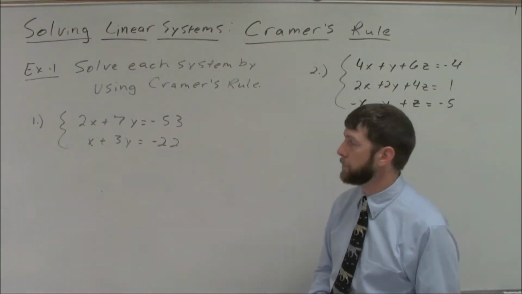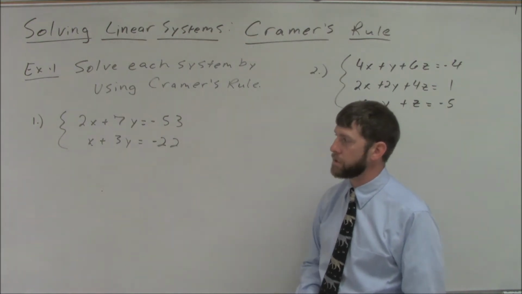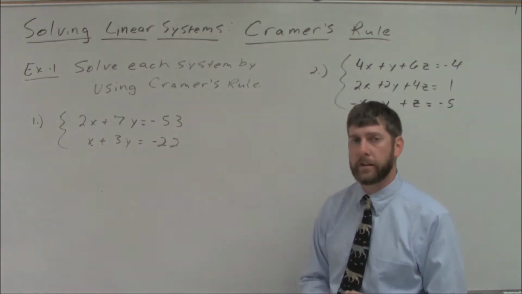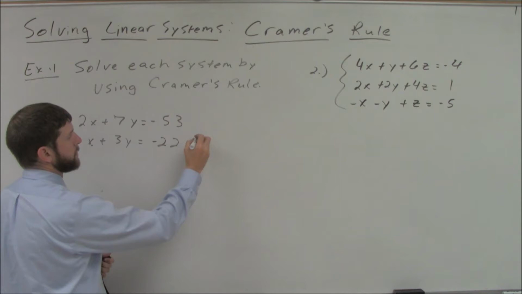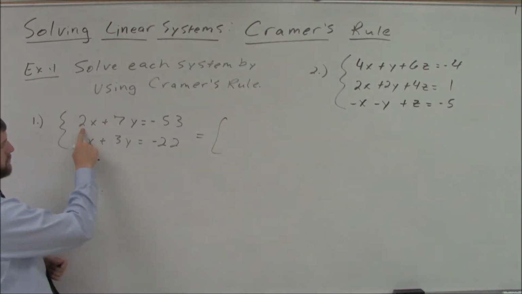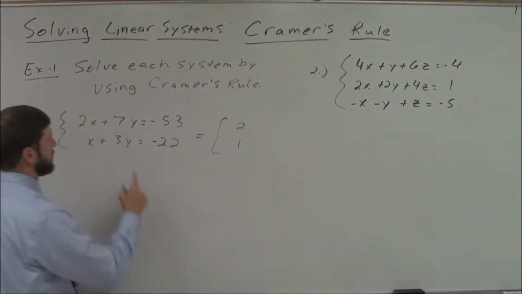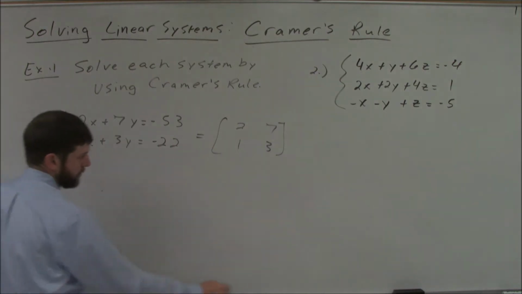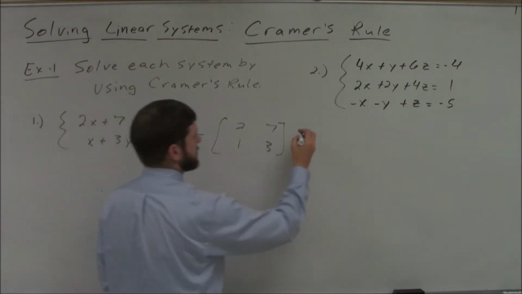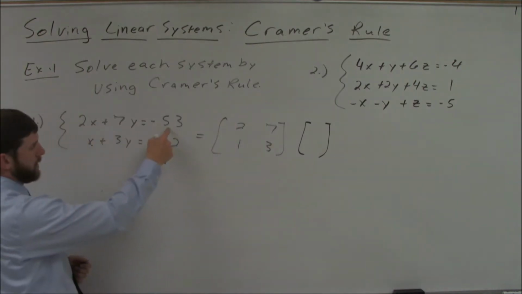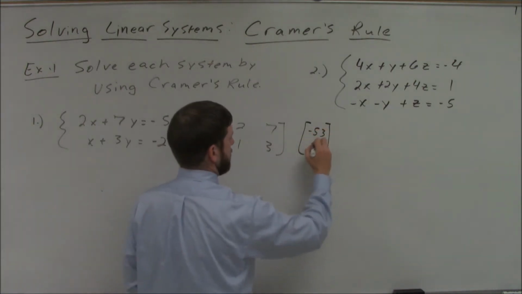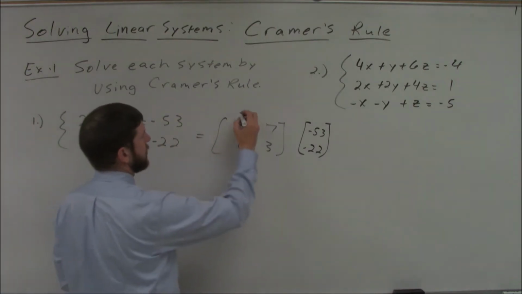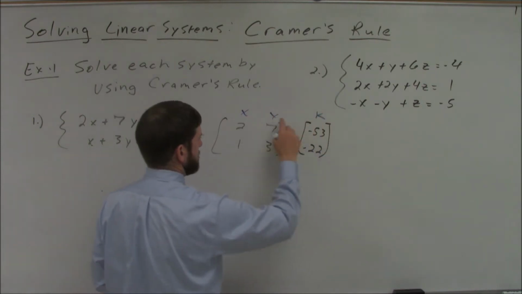So let's look at our first example here. We want to use Cramer's rule to solve this two-variable system. Now, to start out, we need to identify the coefficient matrix and the constant matrix. So that's what I will start with. Coefficient matrix. 2 and 1 are my x's. 7 and 3 are my y's. Let's get a better marker. Constant matrix. Negative 53 and negative 22. I want to go ahead and label them. X column, Y column, constant column.